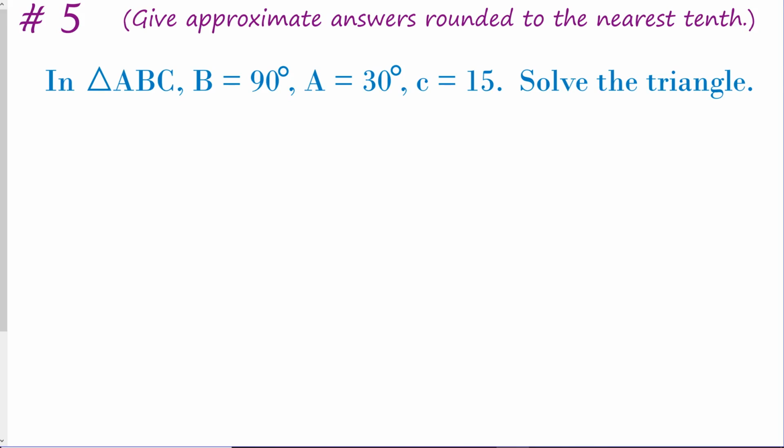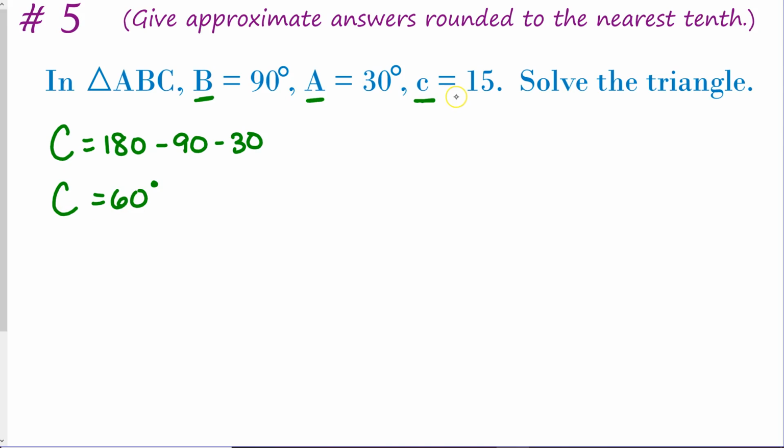Number 5. Here we have two angles and one side. Now notice that we don't have a pair. We have angle B, angle A, and side C. However, because we have two angles, we can always find the third. C would be 180 minus 90 minus 30, so C would be 60. So we actually do have a pair. We have C and C. So we could use the law of sines.